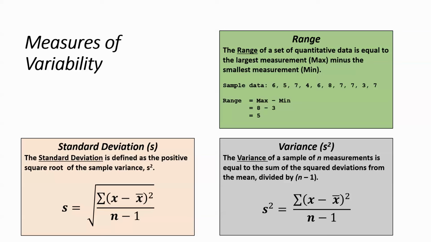Our third measure of variability is variance, denoted by S squared. And it's simply, as we can see here, the square of our standard deviation. So the definition of it is that the variance of a sample of n measurements is equal to the sum of the squared deviations from the mean divided by n minus 1. If you compare the two formulas in the pink and purple boxes here, you can see that the major difference between them is the square root sign is missing from the variance calculation. So if you have one, it's very, very easy to calculate the other.